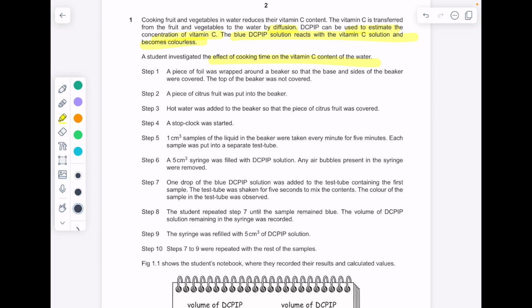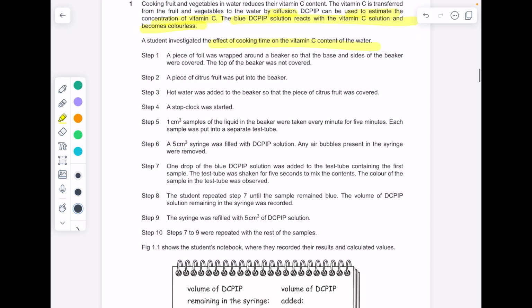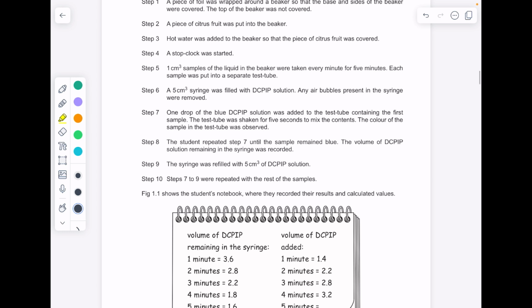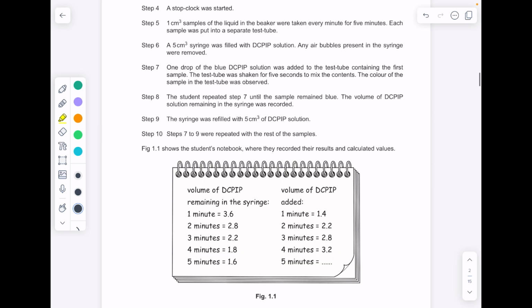Hot water was added to the beaker so that the piece of citrus fruit was covered. Stop clock was started. 1 centimetre cubed samples of the liquid in the beaker were taken every minute for 5 minutes. Each sample was put into a separate test tube. A 5 centimetre cube syringe was filled with DC-PIP solution. Any air bubbles present were removed.